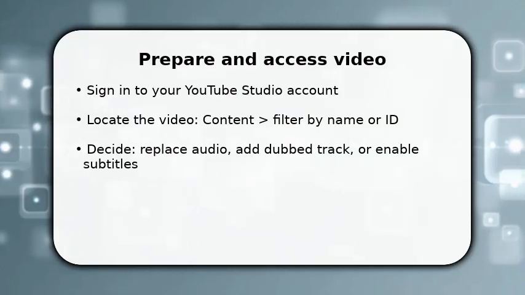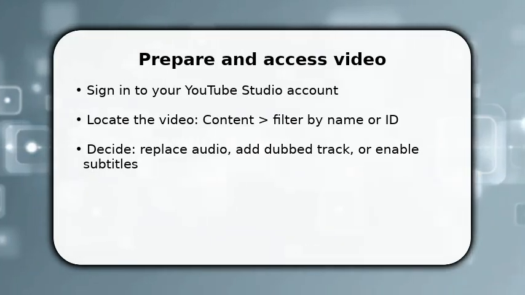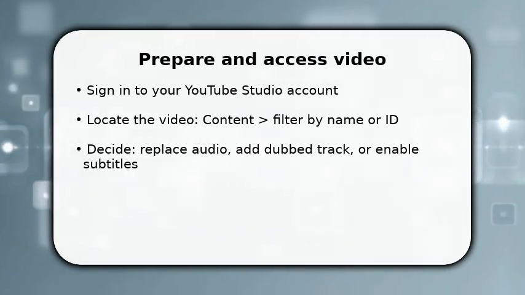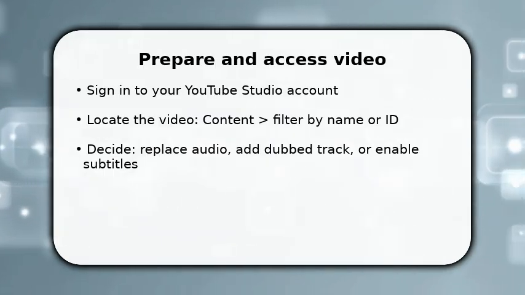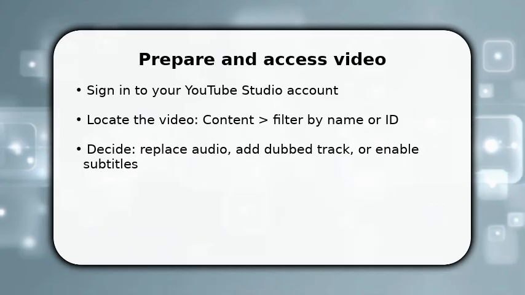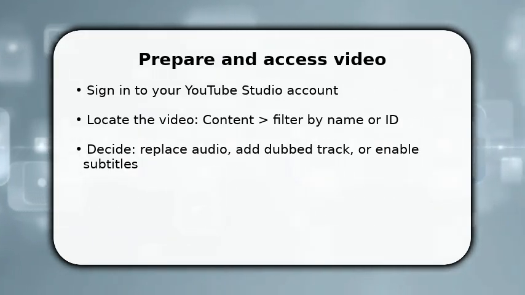You start by opening YouTube Studio and finding the specific video you want to change. Once there, choose whether you will replace the existing audio, add a dubbed audio track, or simply enable subtitle-based dubbing. Make sure you have the new audio file ready in an accepted format and a matching transcript if available.